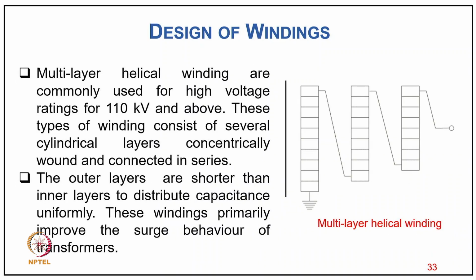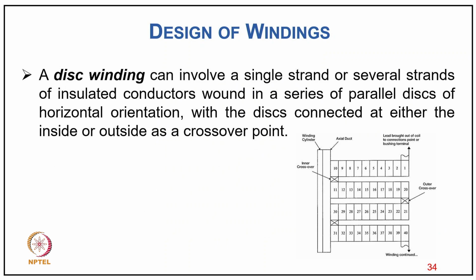Now you can just see that multi-layer helical windings are commonly used for high voltage ratings of 110 kilovolt and above, and these types of winding consist of several cylindrical layers concentrically wound and connected in series, and the outer layers are shorter than the inner layers. To distribute capacitance uniformly, these windings primarily improve the surge behavior of the transformer, as you can see in the diagram of the multi-layer helical windings.